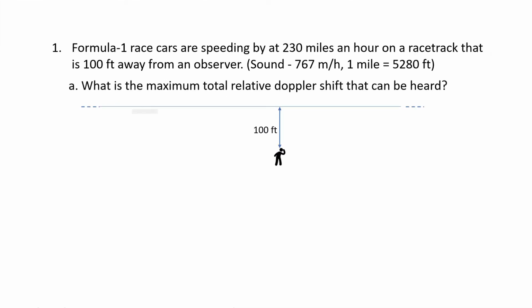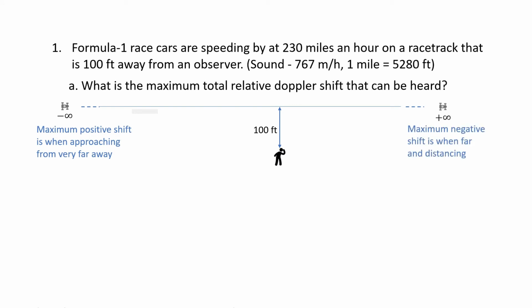Question A. What is the maximum total relative Doppler shift that can be heard? The maximum positive shift happens when approaching from very far away. The maximum negative shift is when far and distancing. We had this very simple formula that made it very easy to calculate relative shifts. Since the observer is not moving, V sub O is 0.